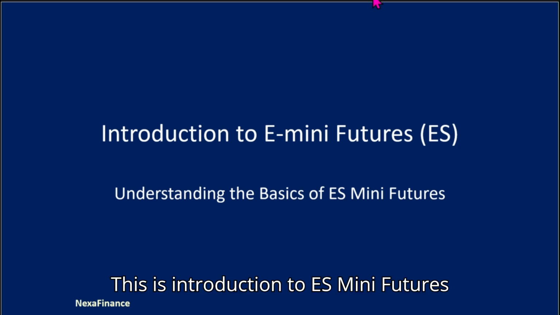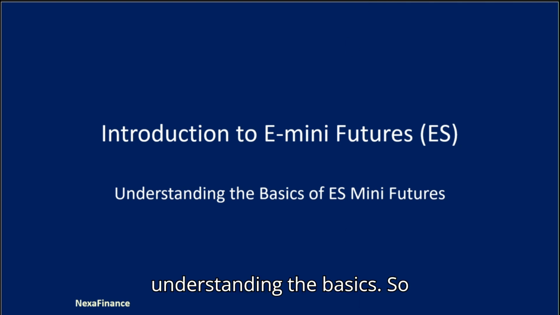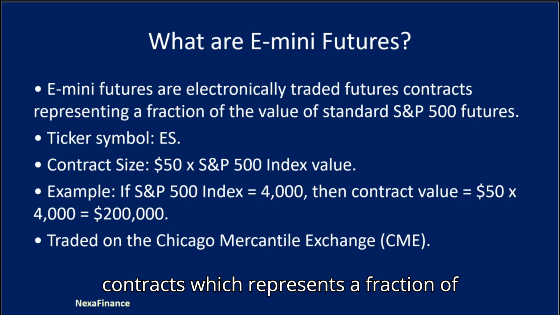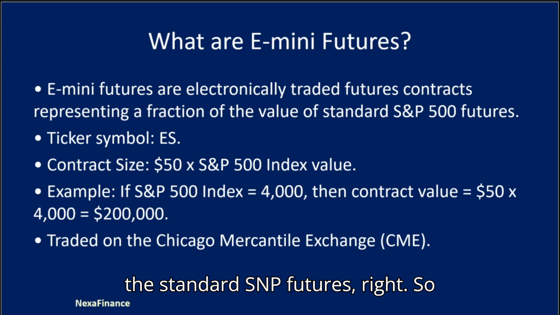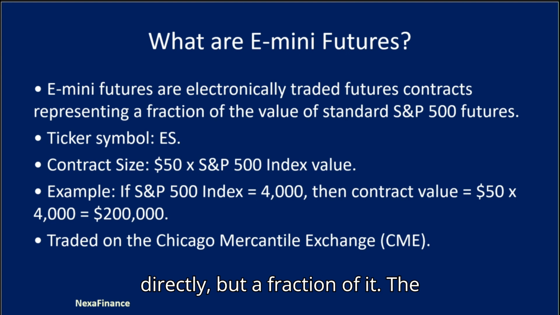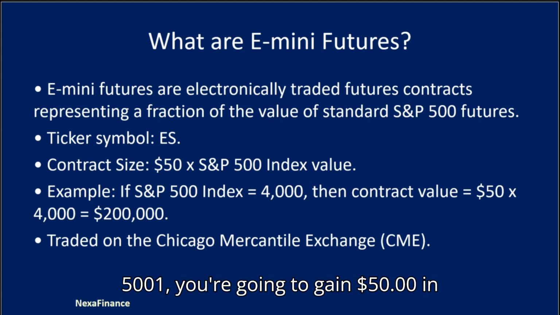This is an introduction to ES mini futures, understanding the basics. So if you see here, what the futures are. These futures are basically electronically traded contracts, which represent a fraction of the standard S&P futures, right? So you're not actually trading the S&P future directly, but a fraction of it. The symbol is ES, and for each point, one contract is $50. So if ES moves from 5,000 to 5,001, you are going to gain $50 on that, right?